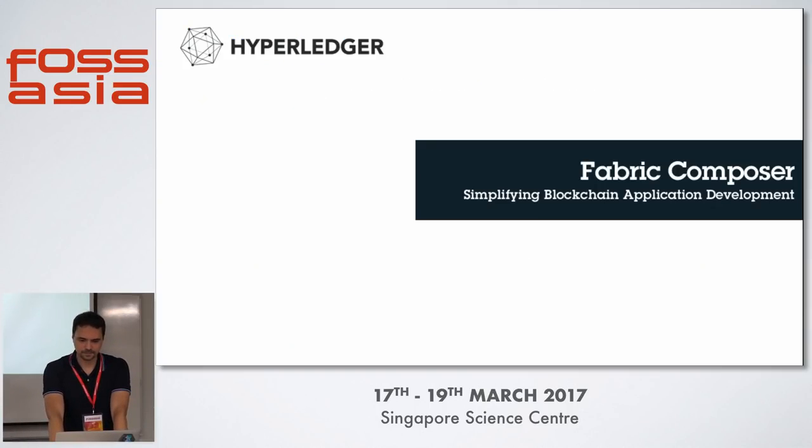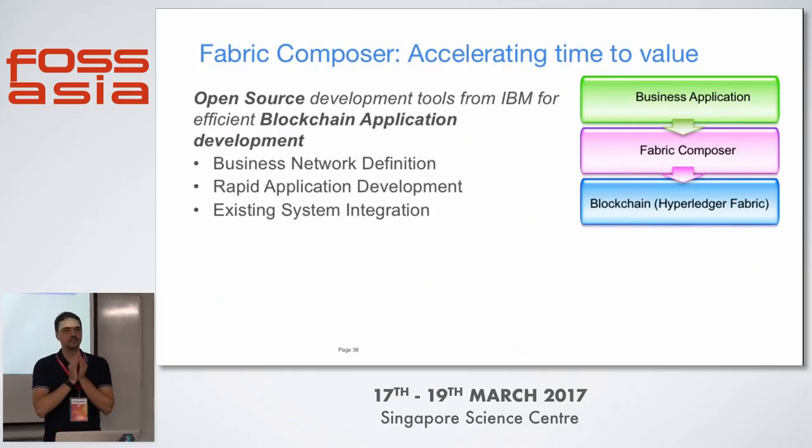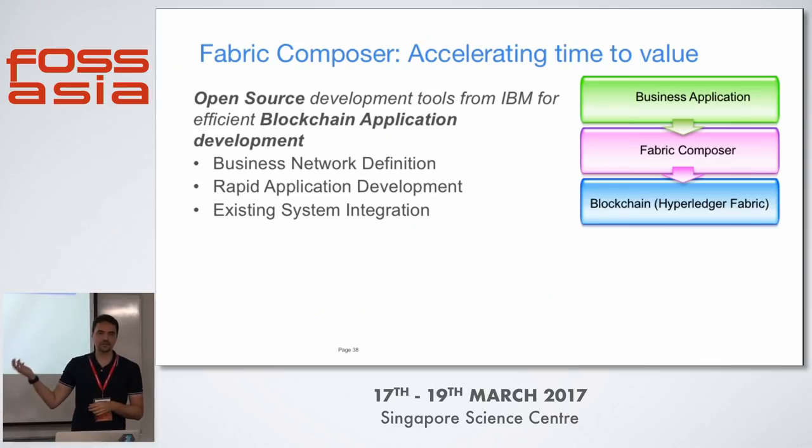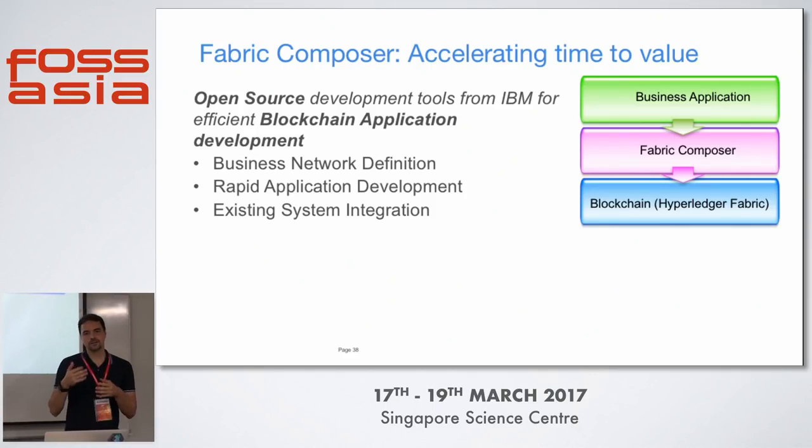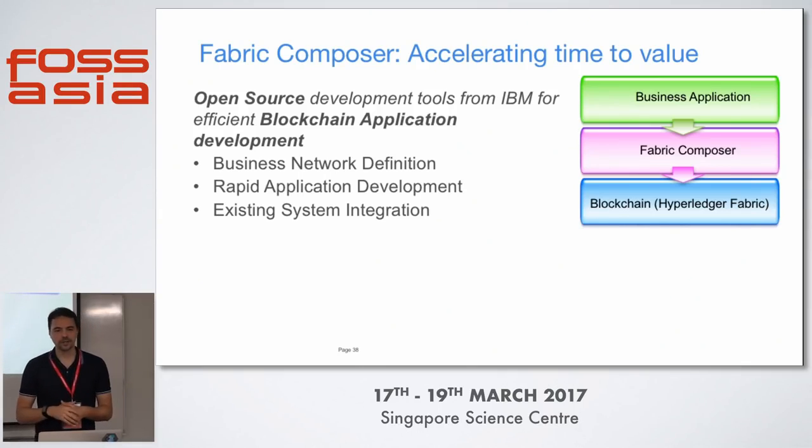And last but not least is the Fabric Composer. It's a kind of early version right now. It's not part of the 1.0. The current version works with 0.6. But that's a new tool that IBM contributes into the Hyperledger project. And it's meant to simplify the development of blockchain applications. Because right now you need to do a number of things. You need to create a chain code, you need to deploy it, you need to then create a client-side application with either Node.js or some other programming language.